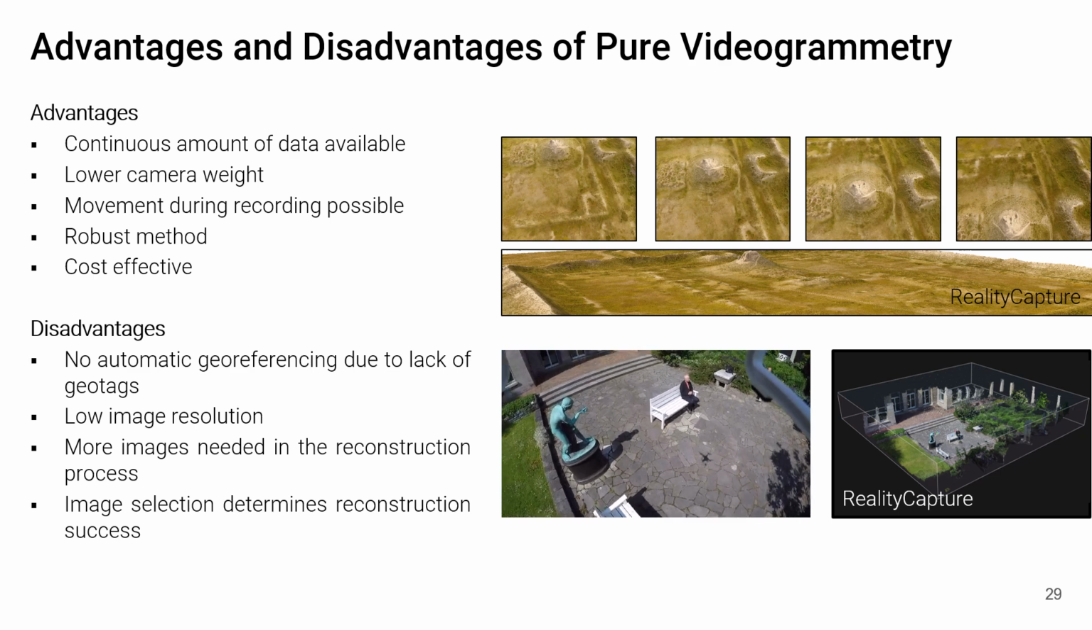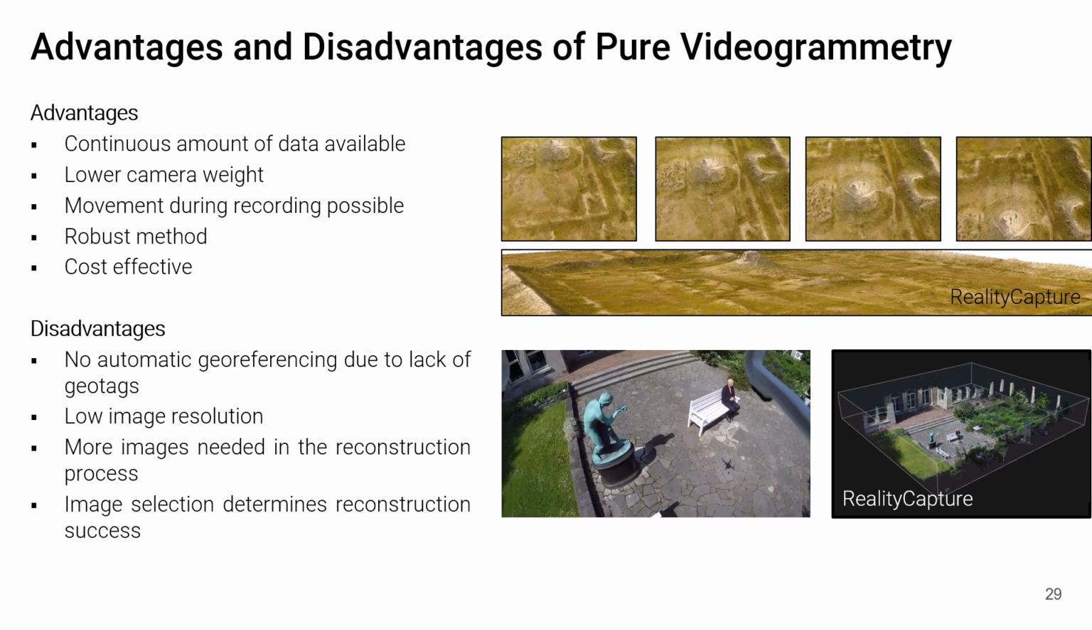As for the disadvantages, the lack of geotags on individual images is a significant point. This means that automated georeferencing cannot be performed. Videos usually have lower image resolution, so we require much more material compared to photogrammetry to achieve comparable results.